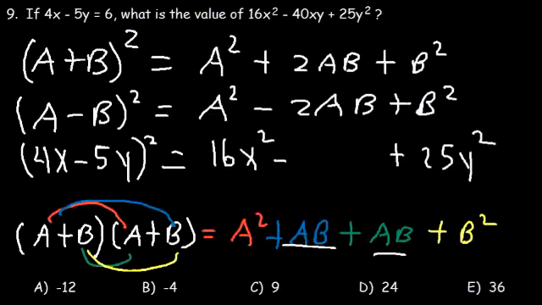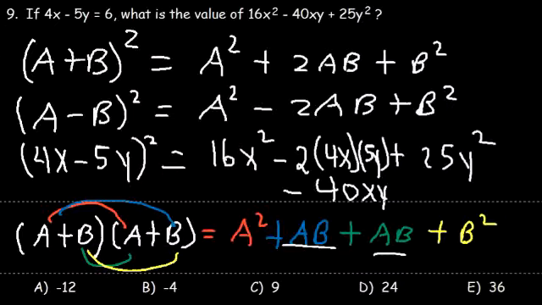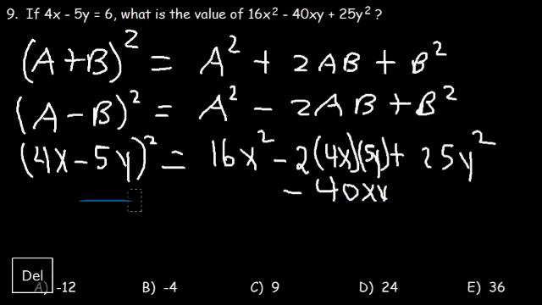So then the middle term is 2 times ab. So 2 times 4x for a and 5y for b. So 4 times 5 is 20, times 2 is 40. So this is negative 40xy. So how is this going to help us to get the answer? So let's think about what this means.